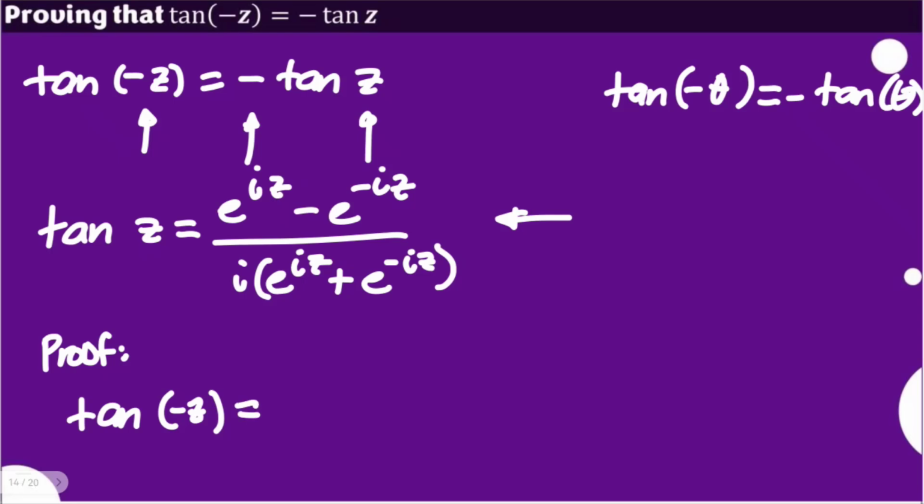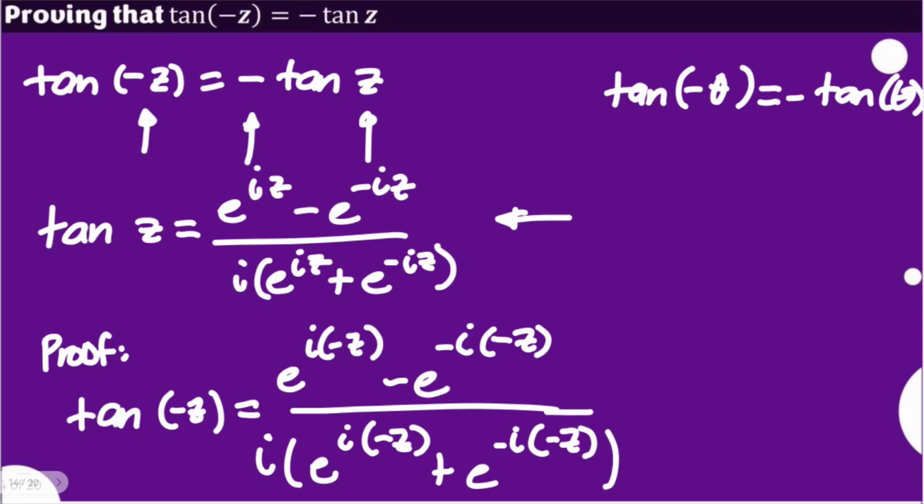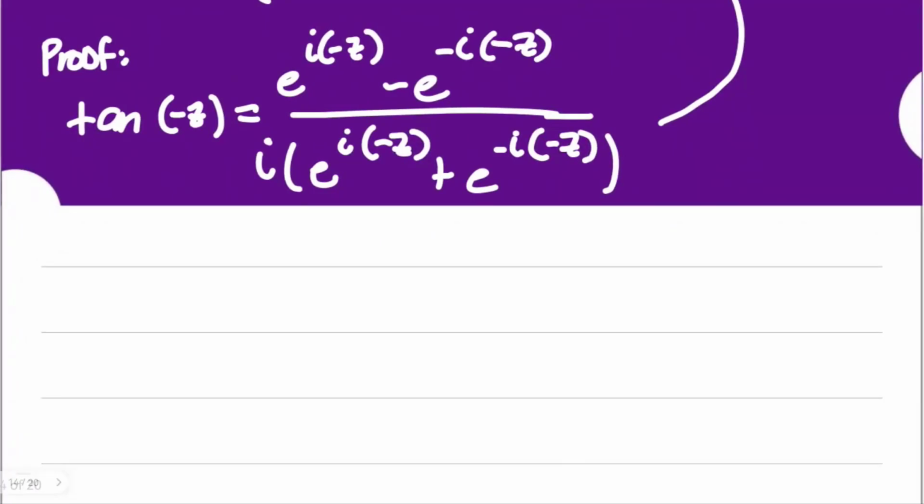First, let's substitute negative z to all z. So you have e to the power of i times negative z minus e to the power of negative i times negative z, all over i times e to the power of i times negative z plus e to the power of negative i times negative z. So hopefully this could result to that, or the negative of this, because that's the goal, the negative of tangent z.